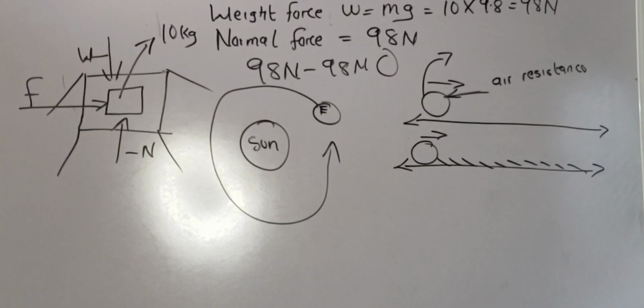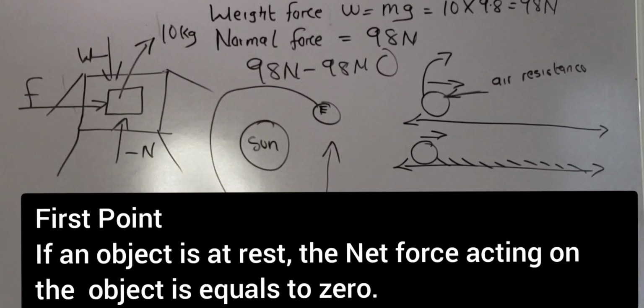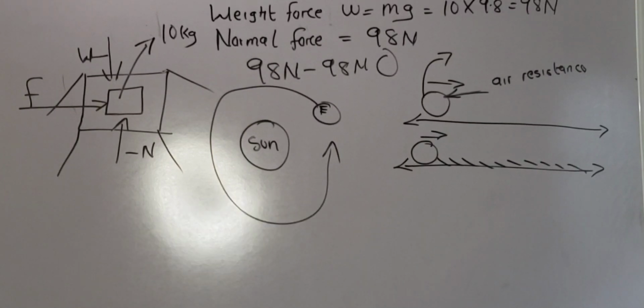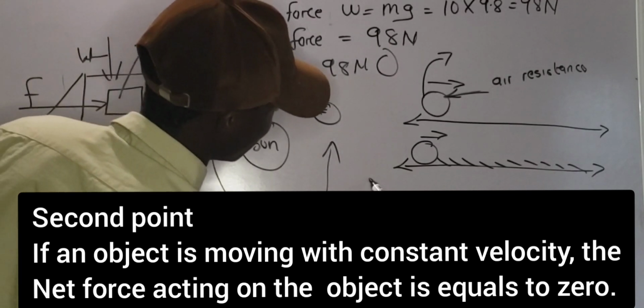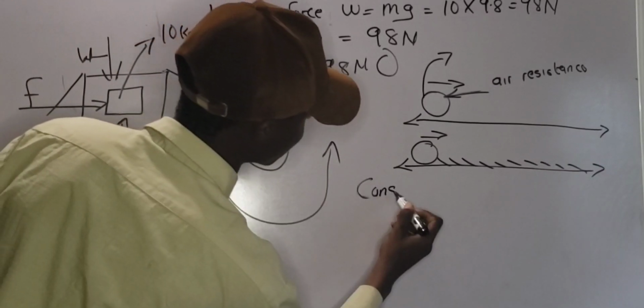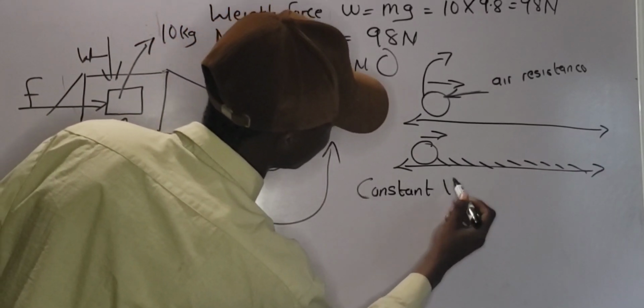Okay, now how can we apply this? There are two things that I want you to note. If an object is at rest, the net force is equal to 0. That is the first point. If an object is at rest, the net force is equal to 0. And if an object is in motion, let's say the object is moving at a constant velocity.